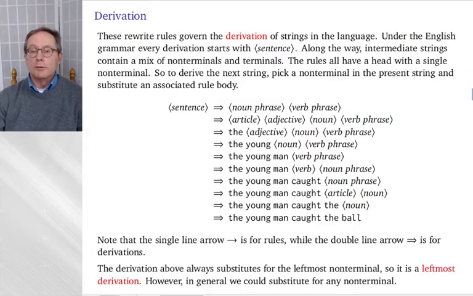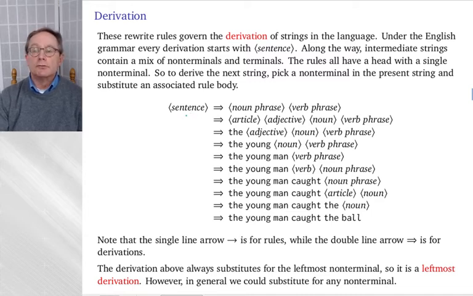So what do you do with the rules? And the answer is, of course, you make substitutions like you do in ordinary high school algebra. So those rewrite rules govern the derivation of strings in the language. Under the English grammar, every derivation starts with the word sentence. Okay, I wrote it first. Every derivation starts that way. Along the way, you get a mixture of non-terminals and terminals, and I'm going to go through an example here and say what's happening. So sentence.